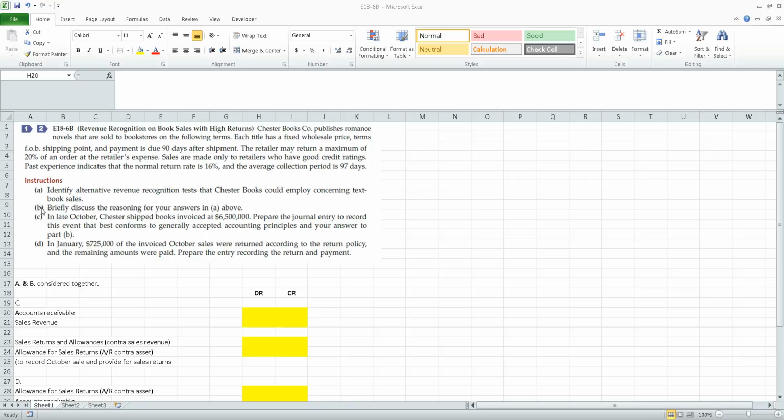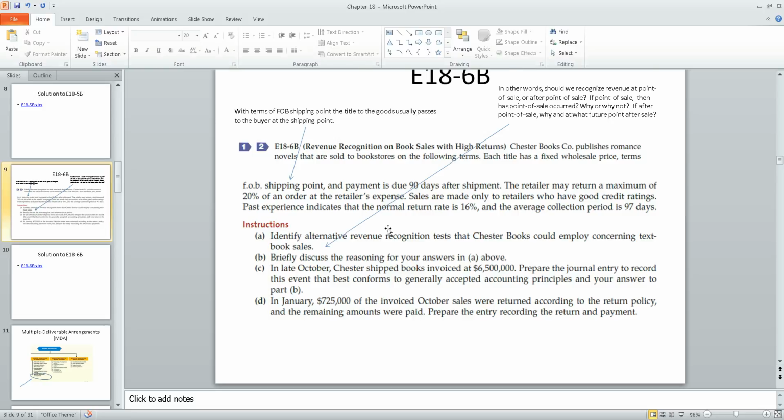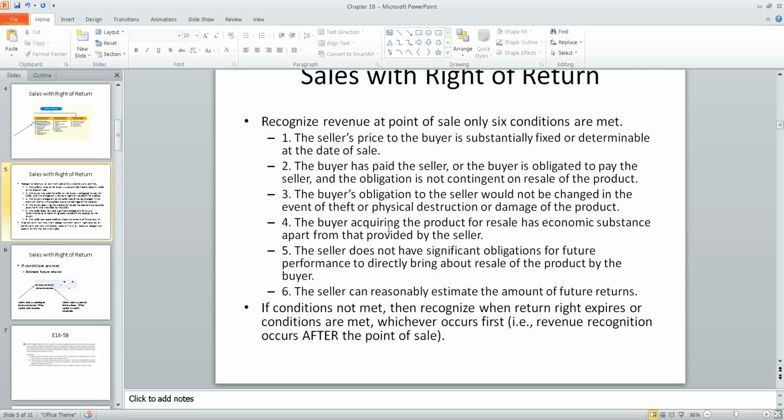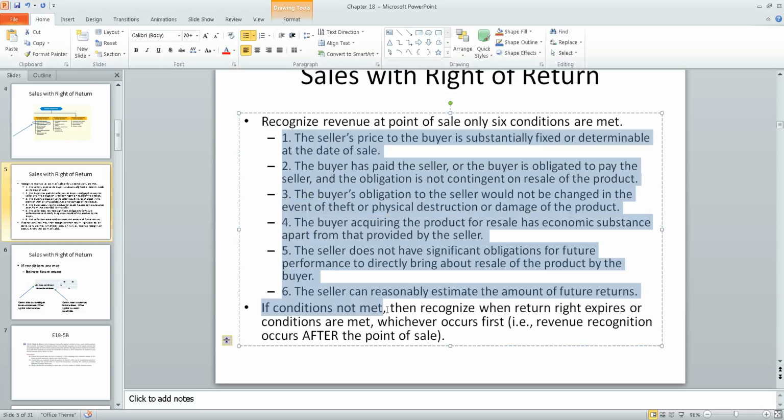So in terms of A and B, how we should account for this, let's briefly review the class discussion that we had with respect to sales with right of return, because that's what we have here. As you will recall from our class discussion, there are 6 criteria that a sale with a right of return has to meet in order for the seller to recognize revenue at the time of the sale.